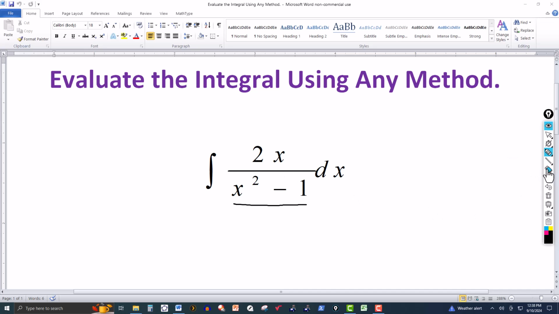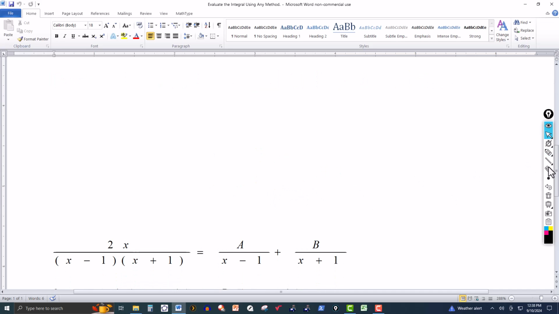If we're going to do it by partial fractions, we would set it up this way: 2x over, and then factor the denominator, x minus 1, x plus 1. Because we have linear and non-repeated factors, it'll be some constant a over x minus 1, another constant b over x plus 1, and so on if you had another distinct linear factor. Then it's just a matter of finding the values of a and b. One method we could use is the cover-up method.